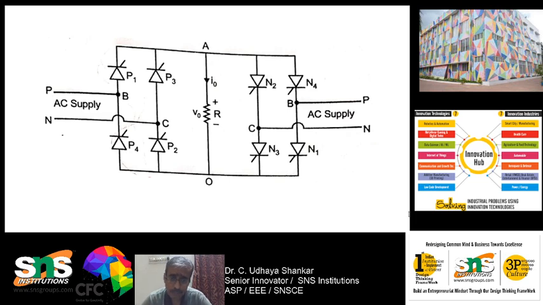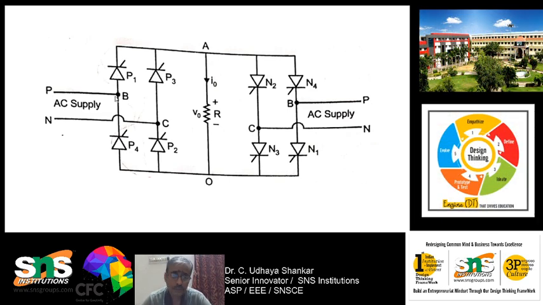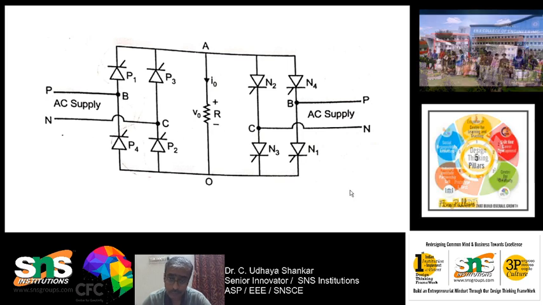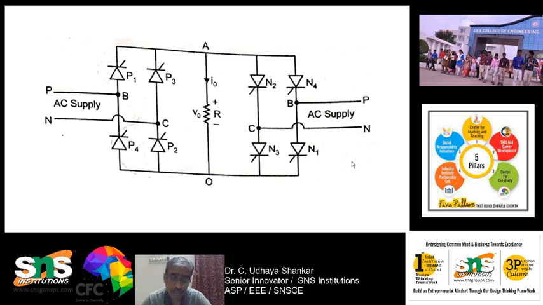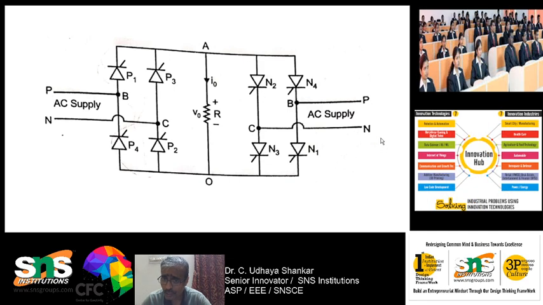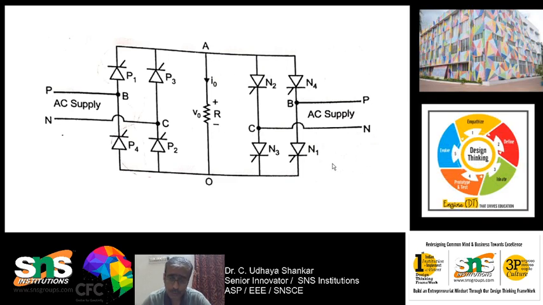Similarly, if I want two positive half cycles, I have to switch on P1, P2 and P3 and P4 simultaneously. If I want two negative cycles, then during the next positive half cycle, N1 and N2 also will be forward biased. When you switch on N1 and N2, the output voltage is getting reversed, because here you will be getting positive and negative will be on A.